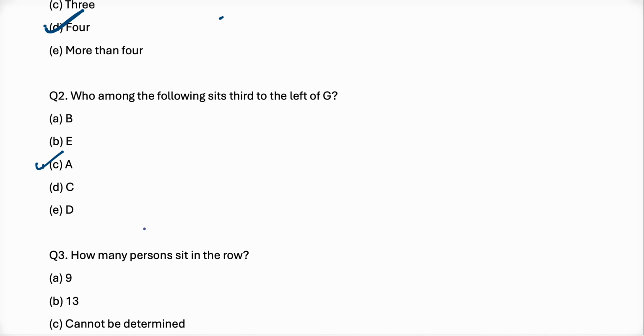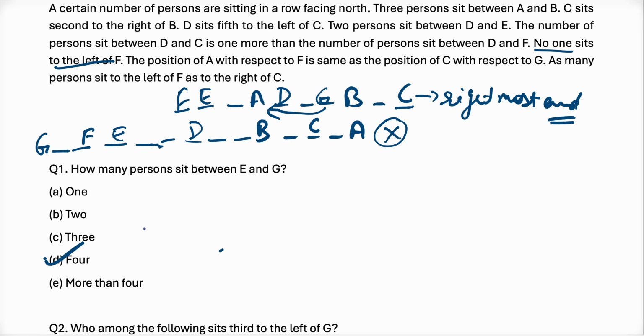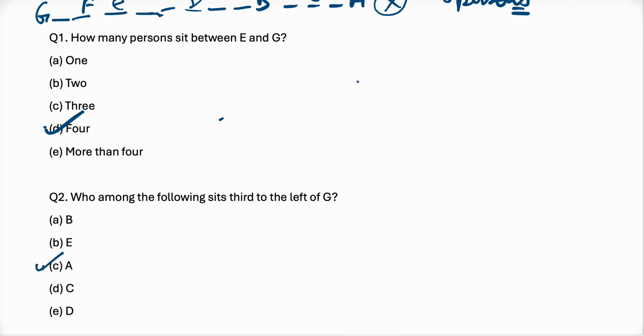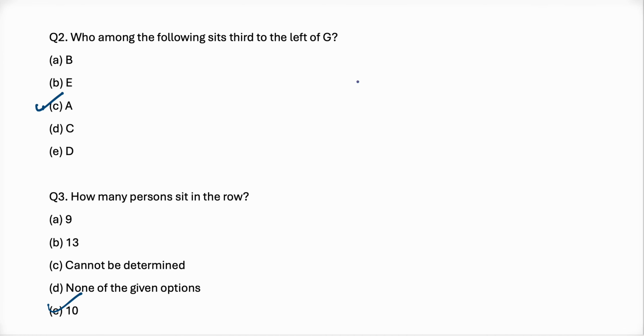Now in the present case, the last line of the puzzle becomes very important, because if we were not given this line, then we won't be able to determine the number of persons that are sitting in the row, because we won't know whether C is at the rightmost end or not. It is because of this last line that we are able to know that C is at the rightmost end and there are 10 persons that are sitting in the row. If we were not given this hint, then the right answer to the third question would be C, which is cannot be determined.